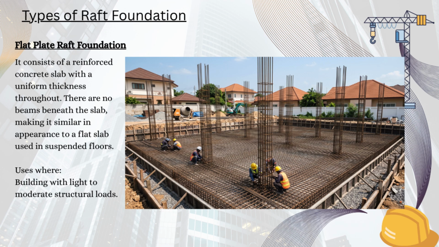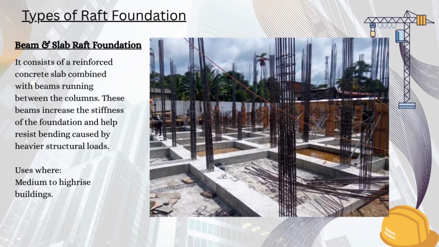The second type is the beam and slab raft foundation. This type looks like an upside-down floor slab. It consists of a reinforced concrete slab combined with beams running between the columns. These beams increase the stiffness of the foundation and help resist bending caused by heavier structural loads. Beam and slab rafts are commonly used for medium to high-rise buildings, where a flat plate raft alone cannot safely carry the structural loads.